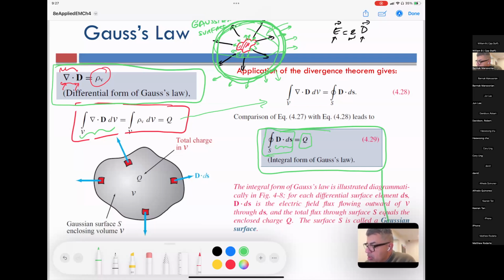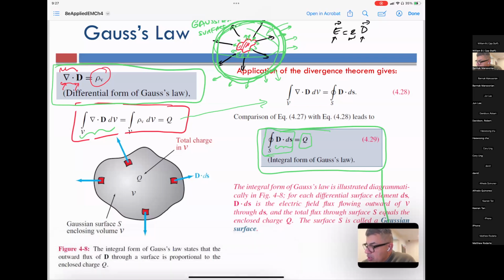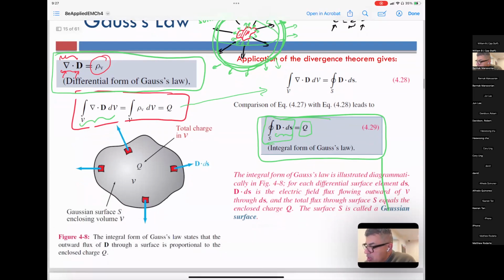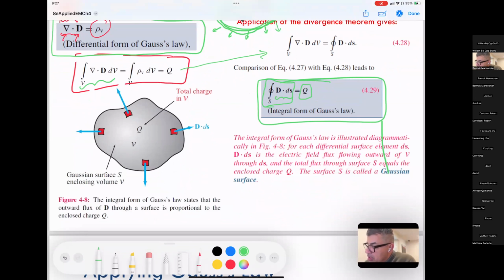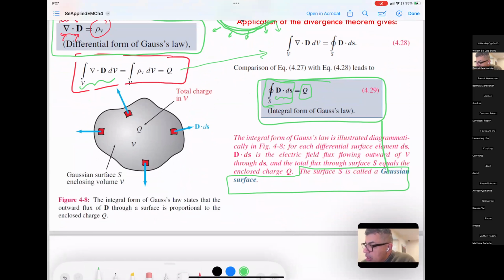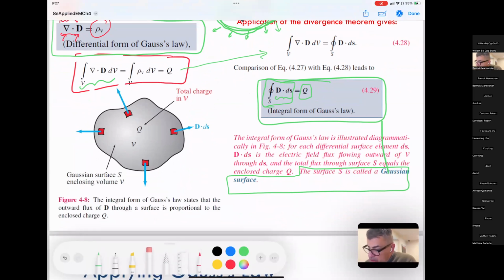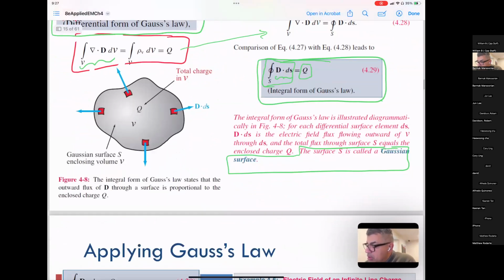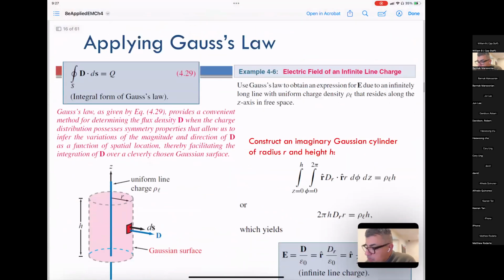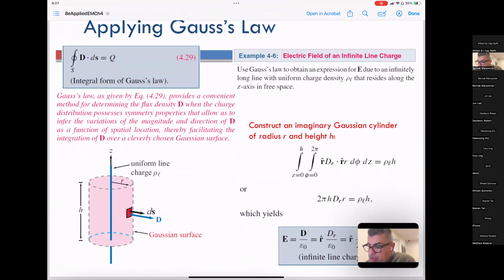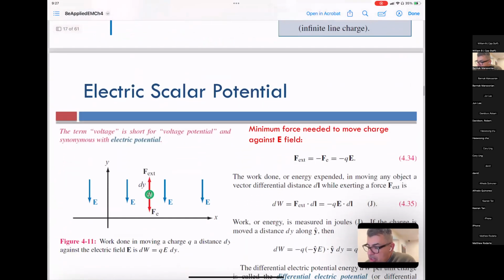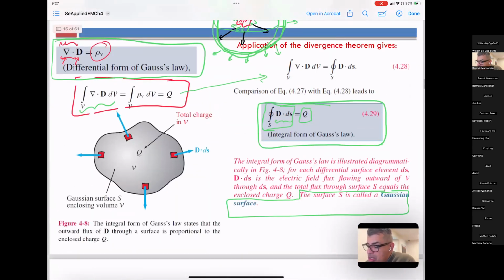Again, this is called the Gaussian surface S. The important fact is that it can be whatever you define yourself, as long as it's a closed surface completely enclosing the charge. It can be whatever surface is easy to calculate an integral around. Here's an example of how this is done. I'm not going to get into it here. So that is Gauss's law.